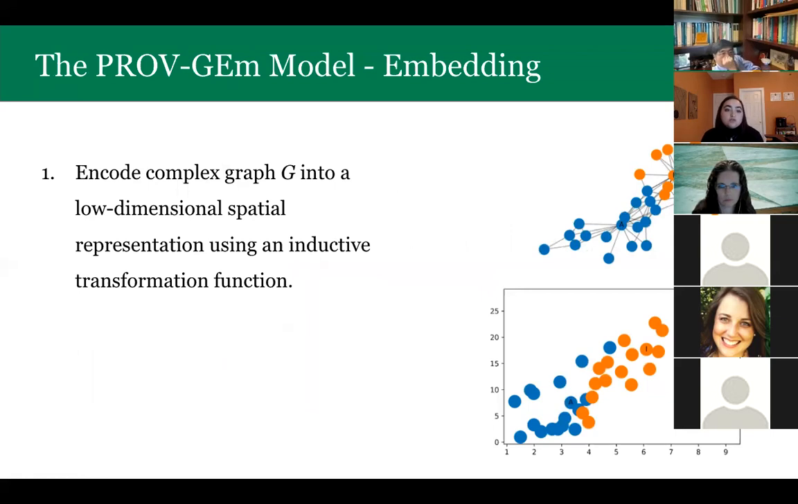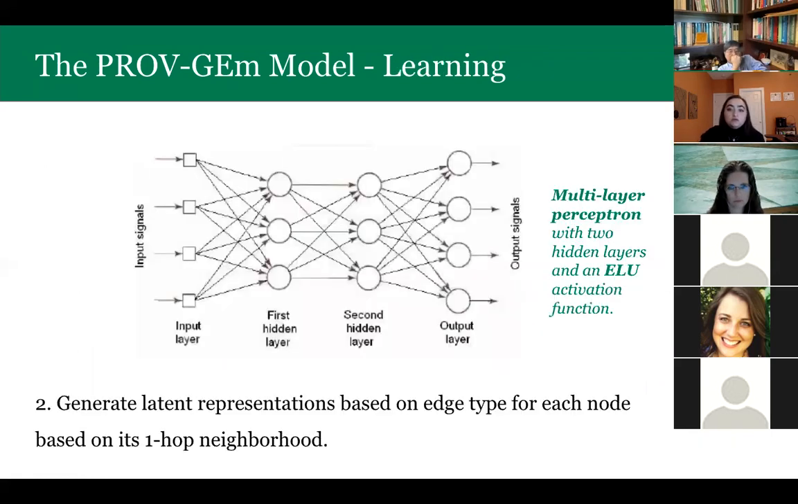So to go through the actual neural network model, the PROV-GEM model, the first step is to encode the complex graph G into a low-dimensional spatial representation using an inductive transformation function. Then for the learning part, first we generate the latent representations, as I mentioned, based on the edge type for each node based on its one-hop neighborhood. So these are relation-specific, and we use a multi-layer perceptron with 2 hidden layers and an ELU activation function.